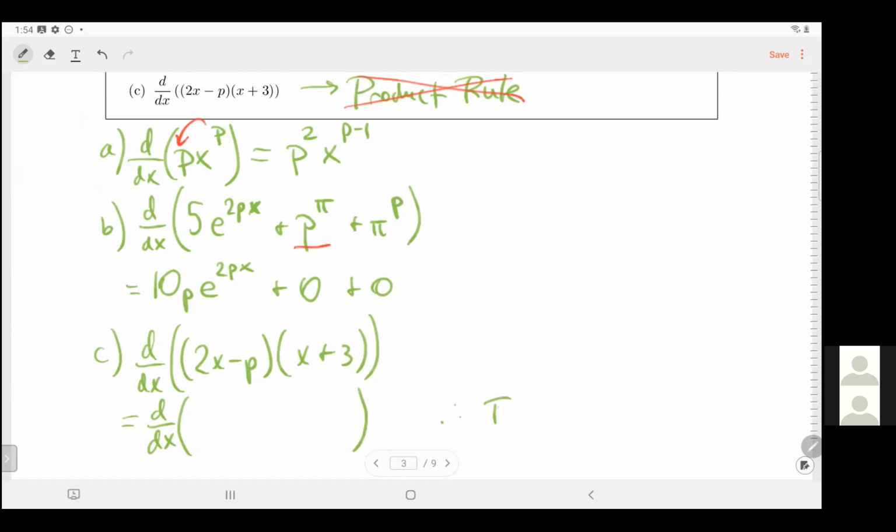So I'll say, because I foiled, because Daryl likes when I write stuff. Right, okay. Maybe I'll just say here derivative of constant equals 0. Okay, cool. So we'll multiply it out. 2x times x is 2x squared. 2x times 3 is 6x. Negative p times x is negative px. And negative p times 3 is negative 3p. Okay, so feel free to write more steps if you need to.